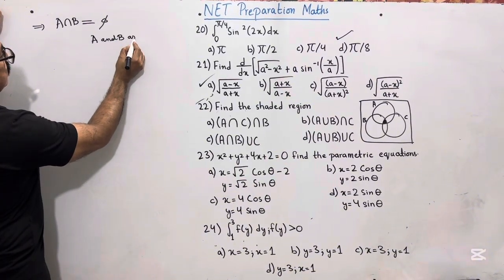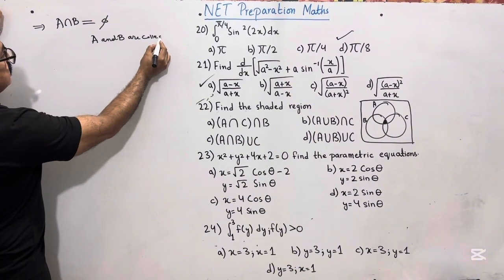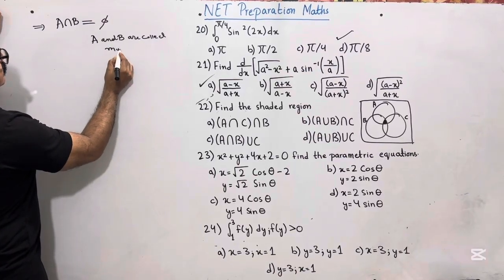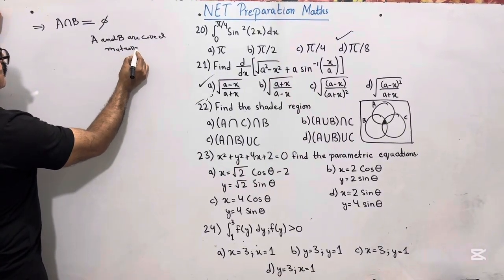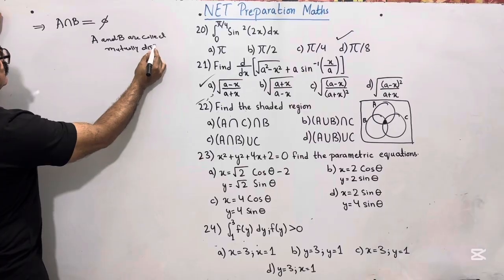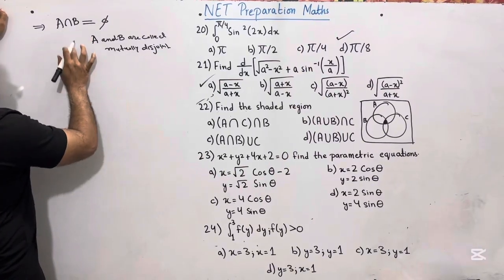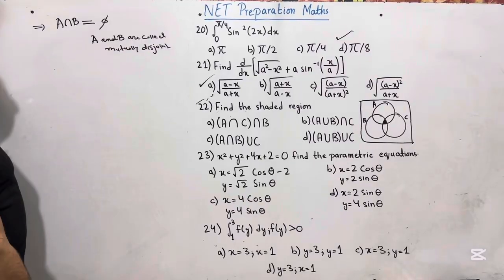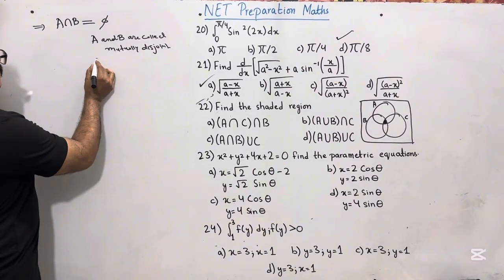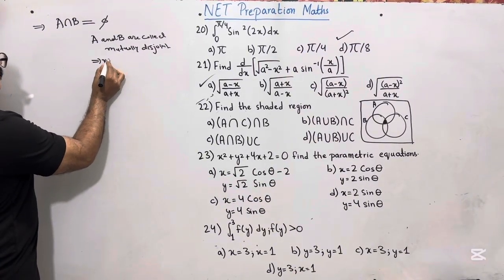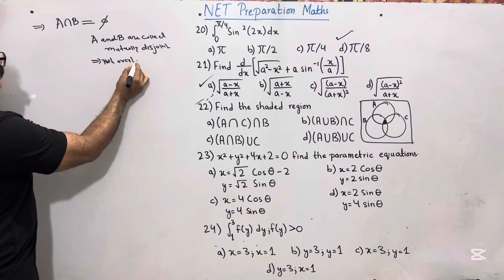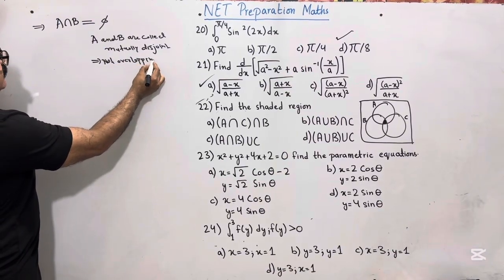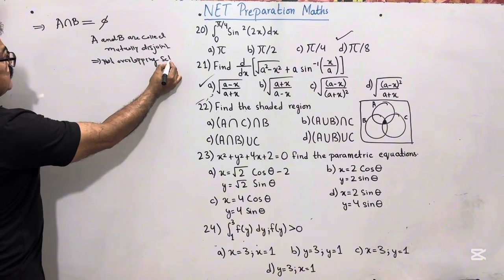A and B are called mutually disjoint. Mutually disjoint means their intersection is always the null set. They are not overlapping sets. Not overlapping means nothing in common.